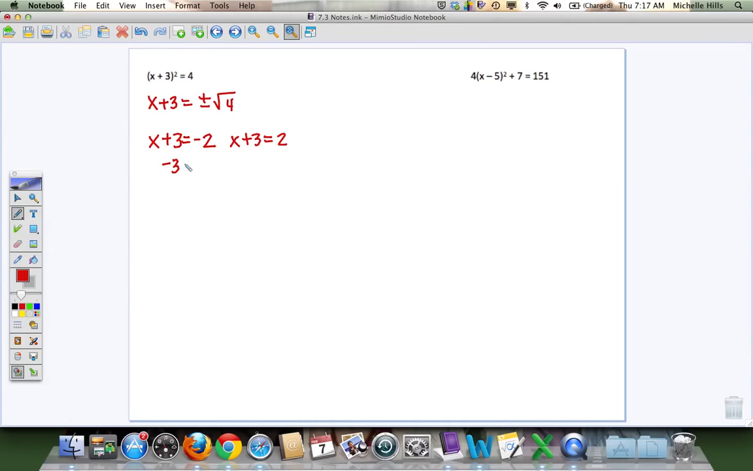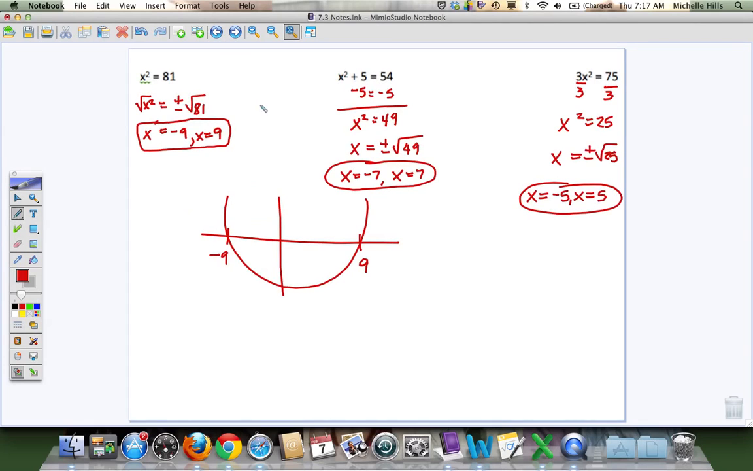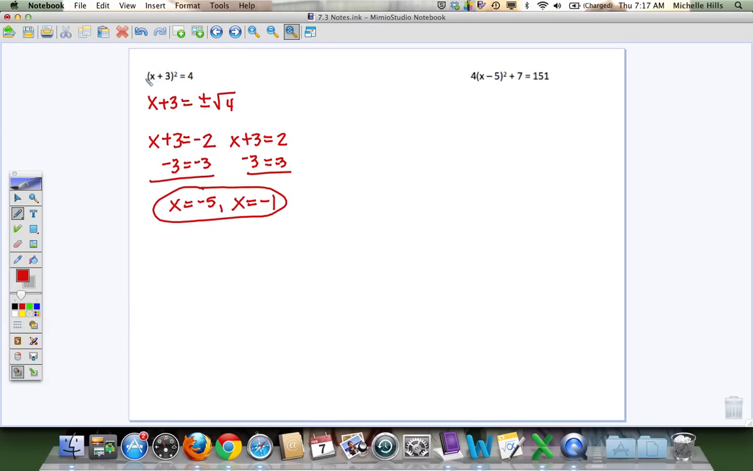Now when I solve this equation, I'm going to subtract 3 from both sides. I get x equals negative 5 on this first one. Subtracting 3 from both sides here gives me x equals negative 1. So I don't always have opposites for my answers like I did in the first one, negative 7 and positive 7. Now, because the thing that was being squared was inside this parentheses and had addition or subtraction in there, I get answers that are not opposites.